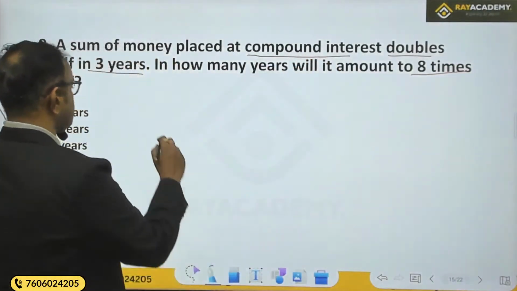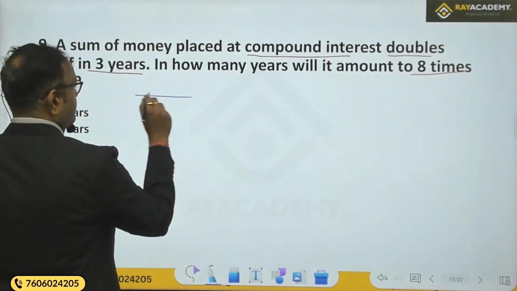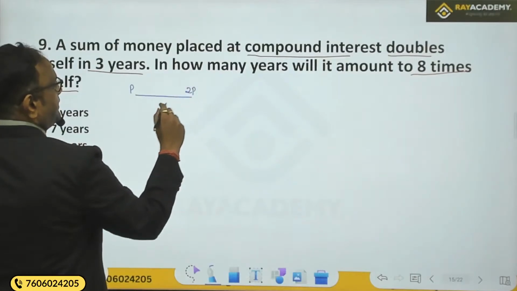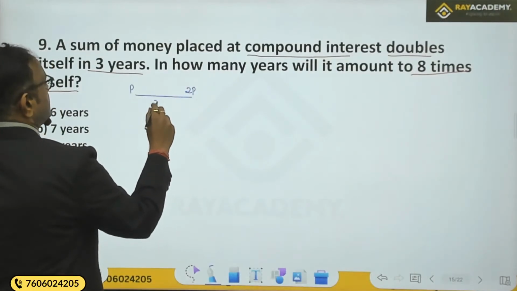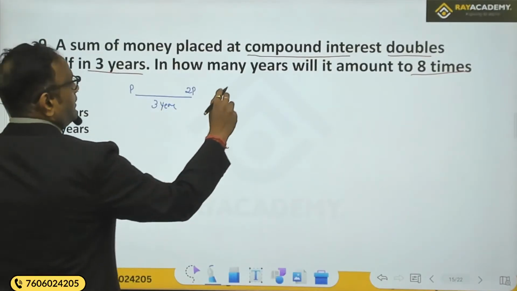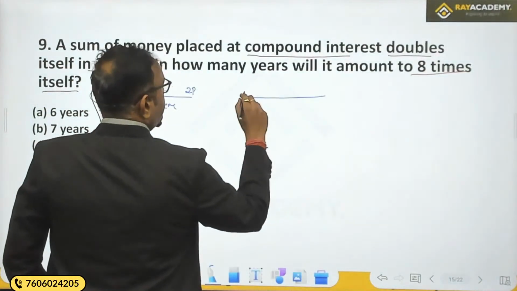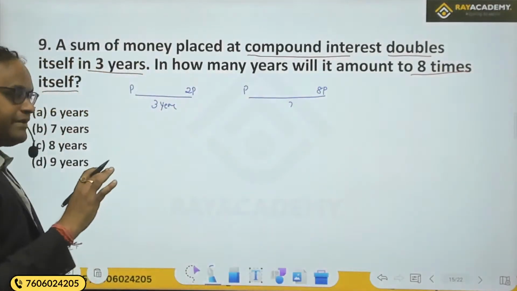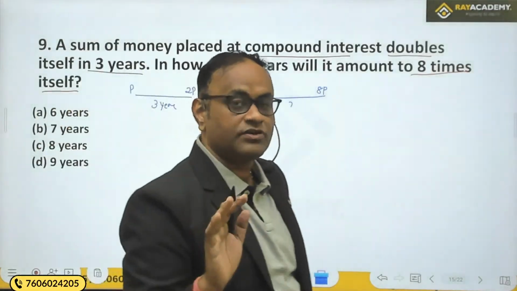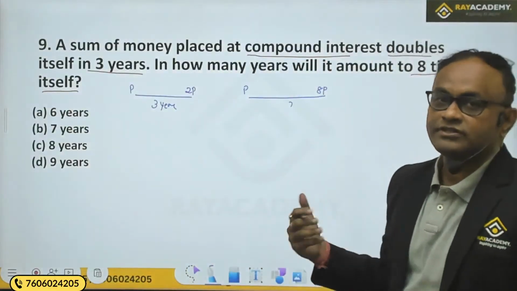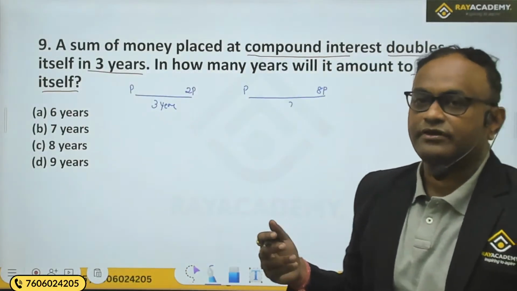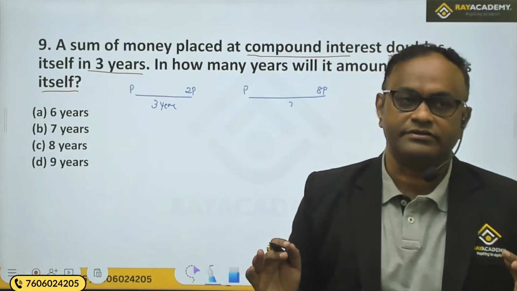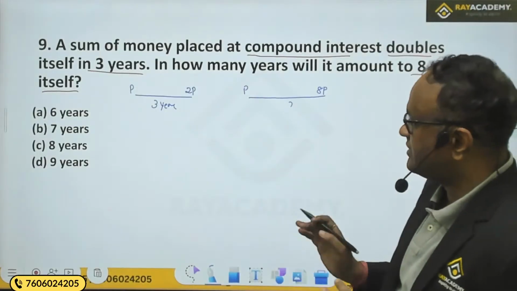So again, always draw the timeline. This becomes very easy. P doubles, meaning 2P, in 3 years. In the other scenario, P becomes 8P in how many years? A similar question we have already solved, but that was for simple interest. This one is compound interest. We will see how to solve it using the formula, then we will use the shortcut, just like we did for simple interest. First let us put the formula.